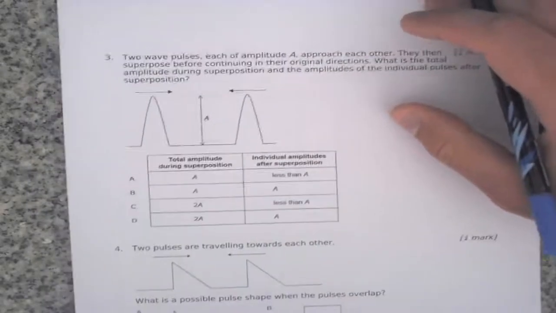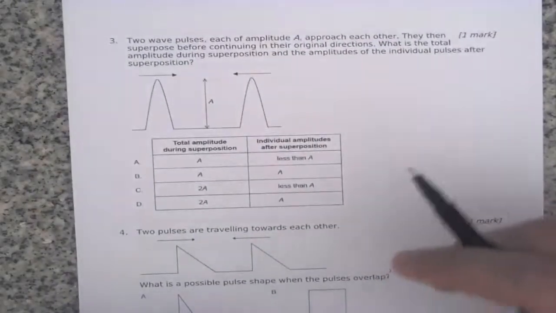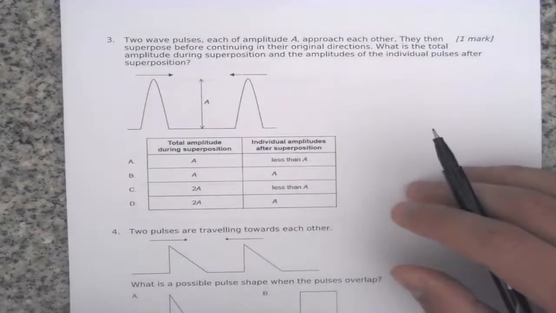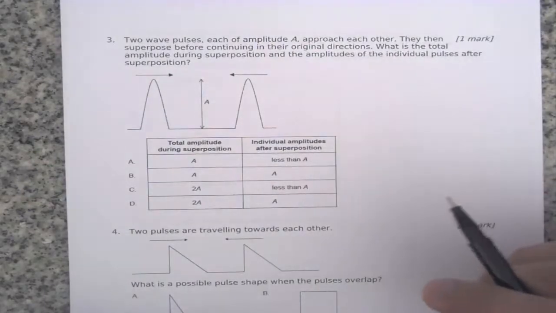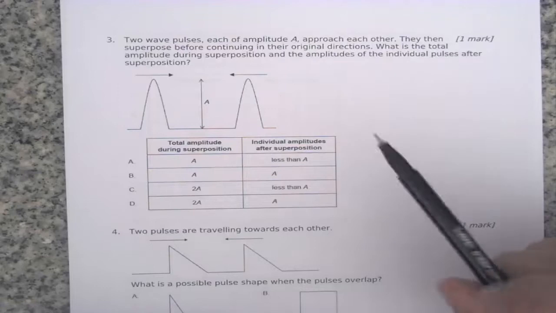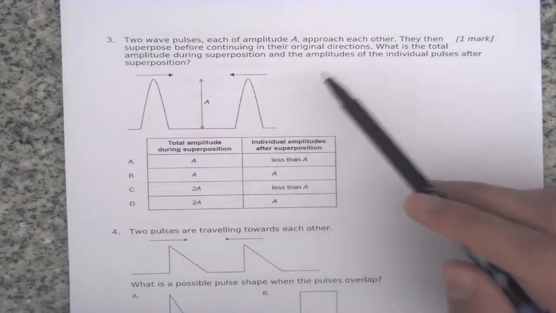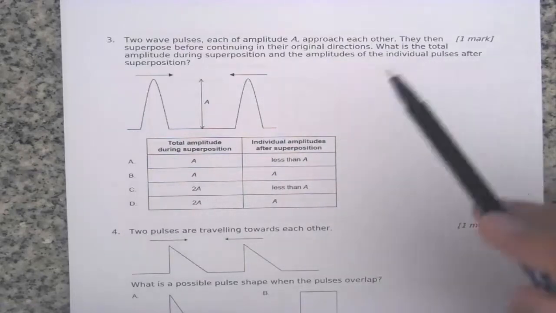Number 3, it says two wave pulses, each of amplitude A, approach each other. They then superpose before continuing in their original directions. What is the total amplitude during superposition and the amplitudes of the individual pulses after superposition?